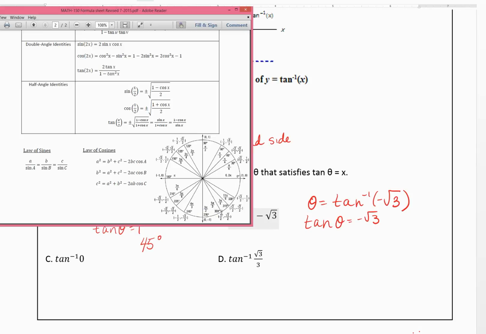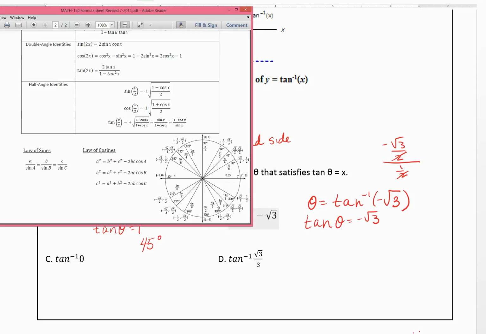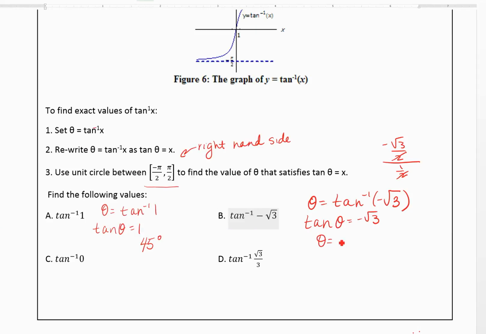If we took negative square root of 3 over 2 over 1/2, these 2's would cancel out, and we would have negative square root of 3. So this happens at 300 degrees. But since we're down in the fourth quadrant, we need to write it as how many degrees did you go negative to get there? And that would be negative 60 degrees.